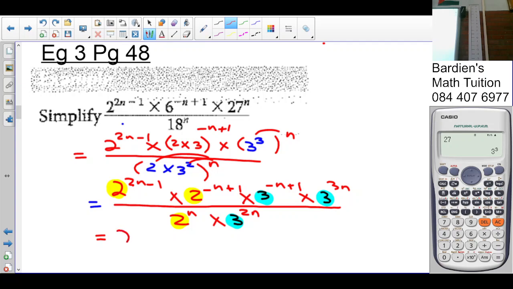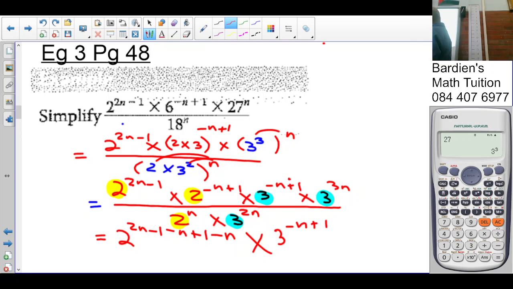So that's going to give you 2n minus 1 plus negative n plus 1, then minus n, times 3 to the negative n plus 1, which is this here, plus 3n minus 2. Do you all understand?